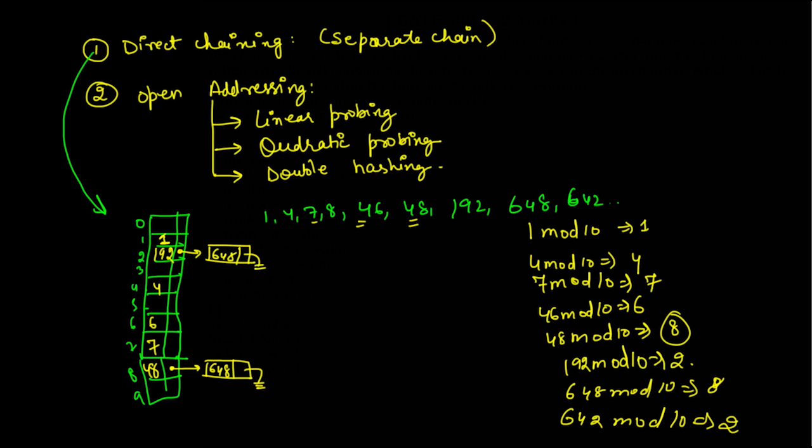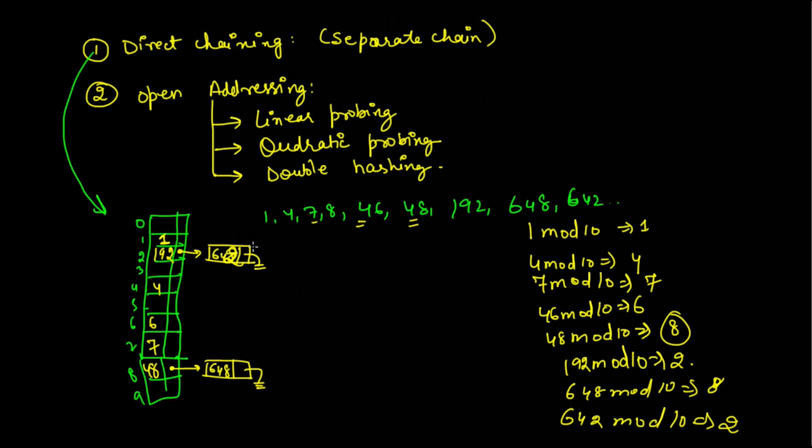is create long chains. We are just going to create new nodes and add chains of the data here. This is 642. So we are going to add chains in the data, right? So this is called the separate chaining technique.